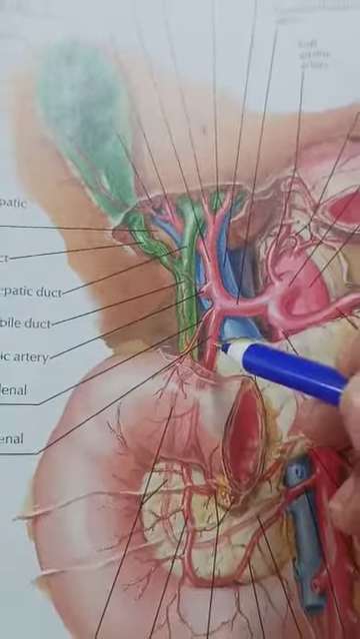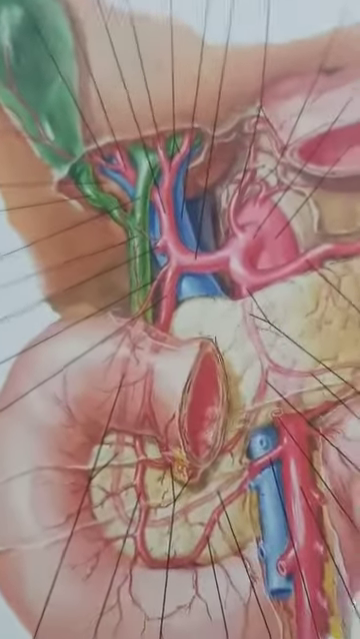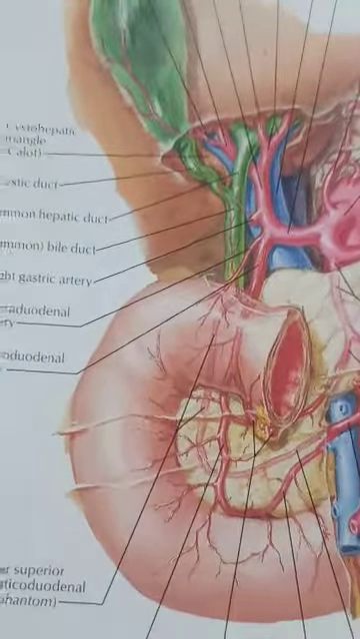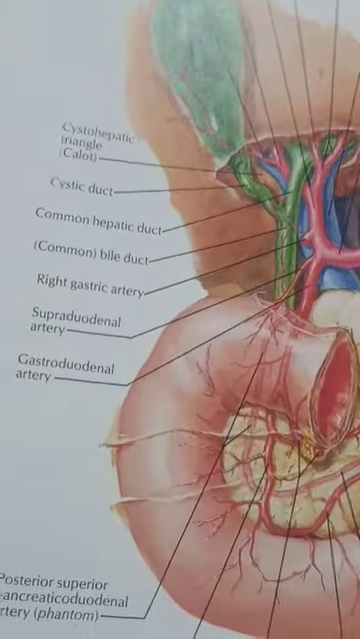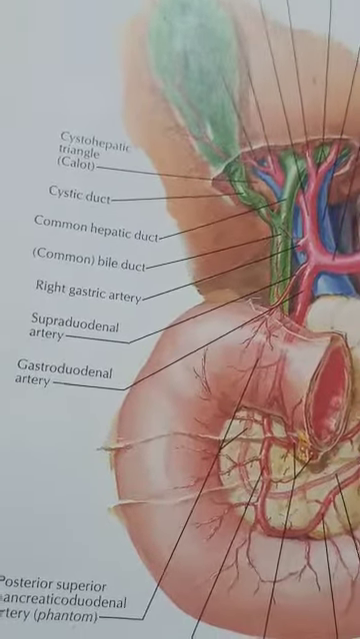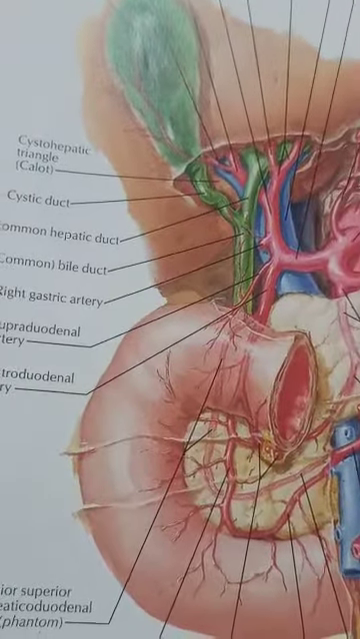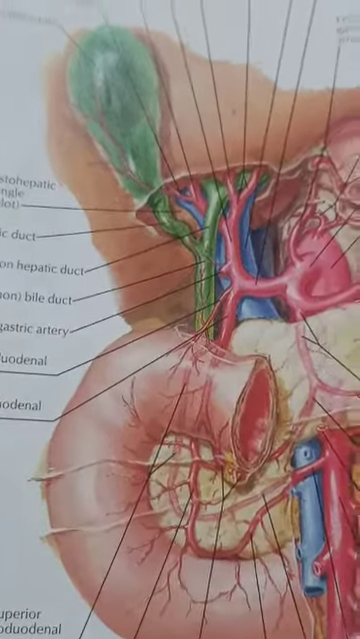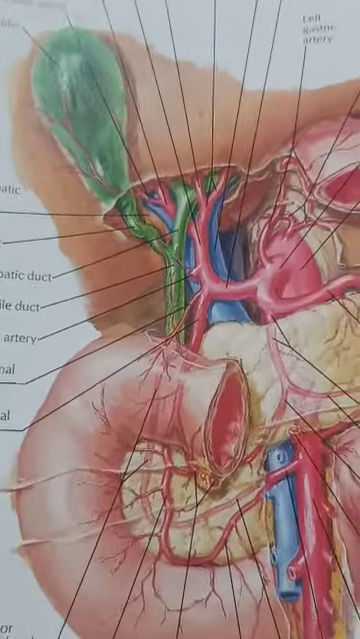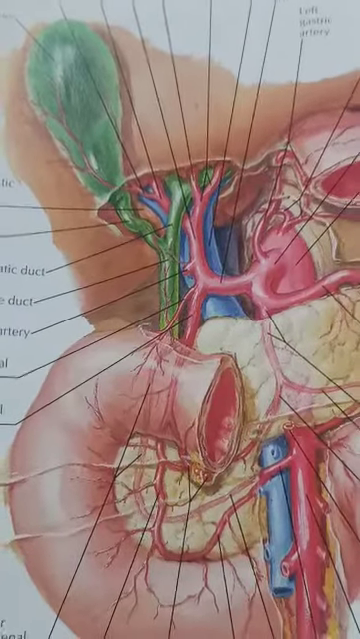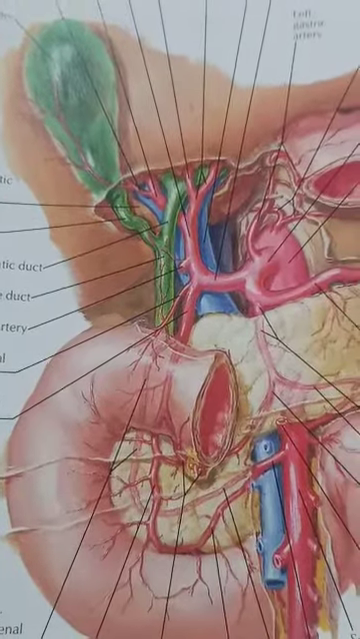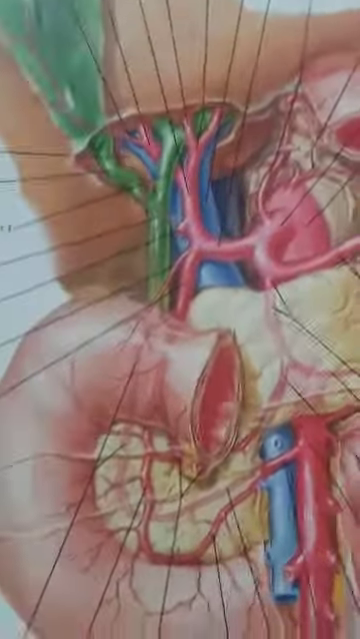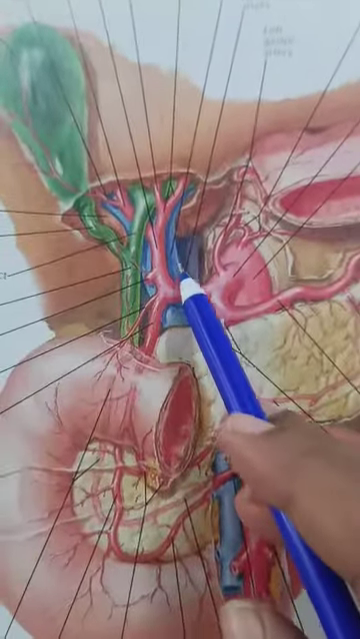Then venous drainage. The venous drainage is mainly by the cystic vein, and the lower part of the bile duct drains into the portal vein. The cystic vein opens into the portal vein, so finally it drains into the portal vein. This is the portal vein, this blue shade.